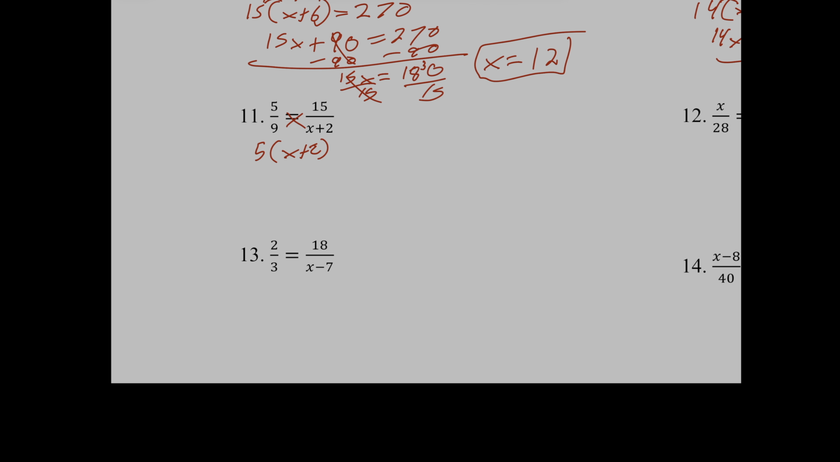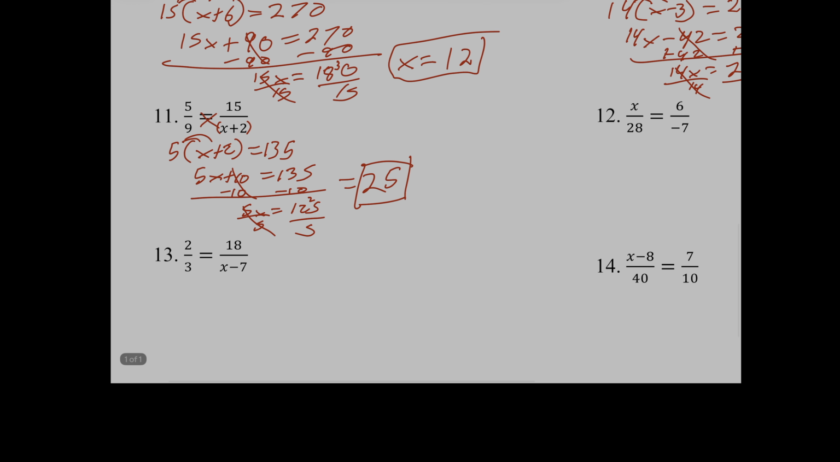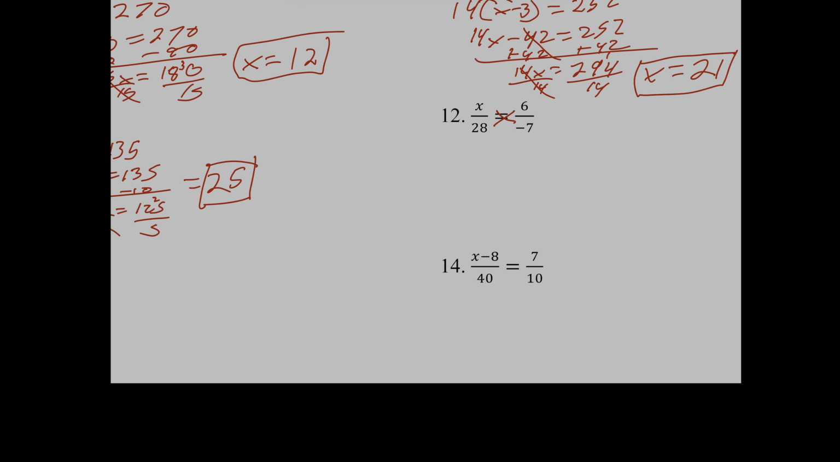All right, so now, again, we have to treat that like a parenthesis. 9 times 15, 9 times 5 is 45. Bring over the 4. That's a 13. Boom, boom. 5x plus 10 equals 135. I'm going to subtract 10 from both sides because I'm trying to get letters on one side and numbers on the other. And that looks like a nice, pretty number to deal with. 5 goes into 12 twice with 2 left over. 5 goes into 25 5 times. Boom, boom, boom, boom. Number 12, cross multiply.